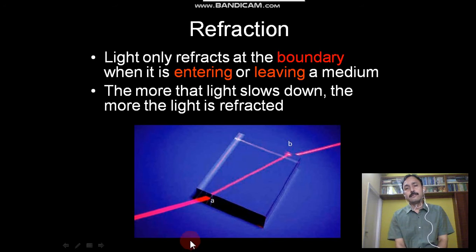Here the velocity of light is 3 into 10 to the power 8 meter per second, but here the velocity decreases. As I have already discussed, the velocity of light in glass is 2 into 10 to the power 8 meter per second. So here it is reduced, it is slowed down. It is slowed down means it is refracted. So when the velocity of light slows down, the light is more refracted.